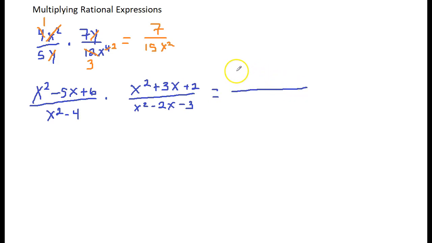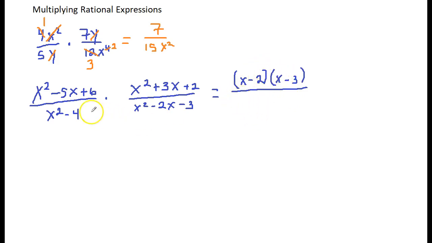So first fraction, 2 sets of parentheses. I am going to have an x and an x. I want numbers that multiply to give me a positive 6. So that means I have to have the same sign. And then when I add them together, I get a negative 5. Well, that's going to be a minus 2 and a minus 3. Because negative 2 times negative 3 is positive 6. But when you add negative 2 and negative 3 together, you get negative 5.